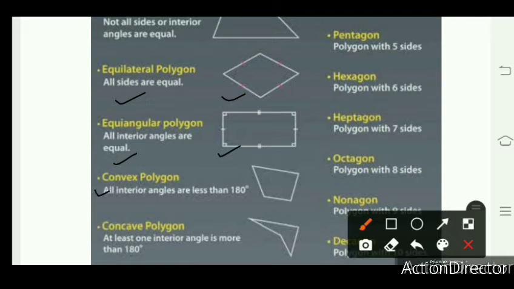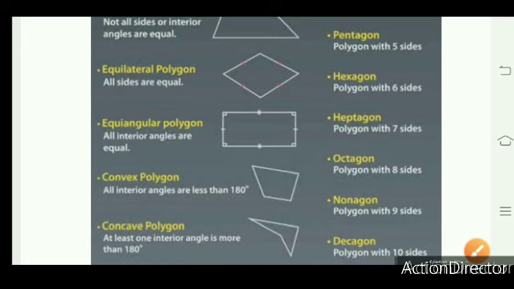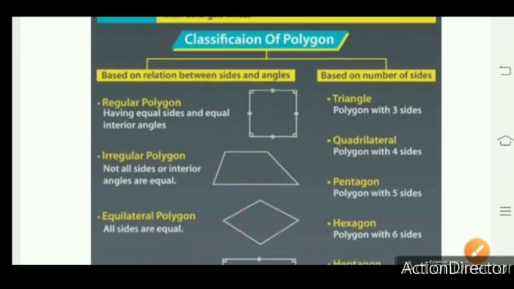Now convex polygon, all interior angles are less than 180. In this type of polygon, interior angles mean angles formed inside the figure. So these types of polygons are known as convex polygons. Now concave polygon, at least one interior angle is more than 180. So in this type of polygon, there is one interior angle that is more than 180, right?